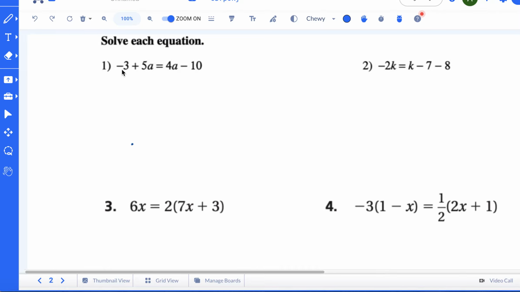The idea when you're solving an equation is to isolate the variable, meaning you have to have an answer that tells you the value of, in this case, a. In order to do that, you have to move things around to combine like terms. In other words, I have to move this negative 3 so it is together with this negative 10, and I have to move this 4a so it is together with this 5a. It doesn't matter which one you move first, as long as you understand that variables go with variables and constants, which are the numbers, go together.